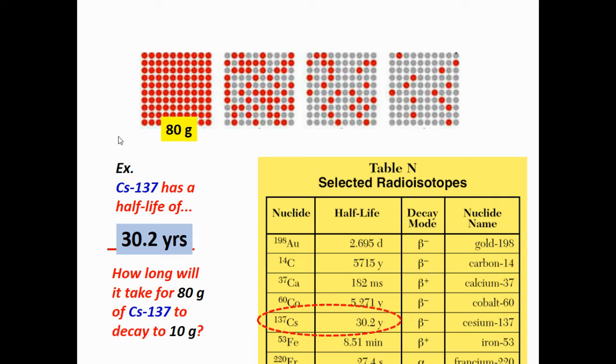So how long will it take, is the question. How long will it take for 80 grams of cesium-137 to decay down to 10 grams of cesium-137? Well, here's how you do it. You don't even have to use a formula. You just have to divide by 2s.